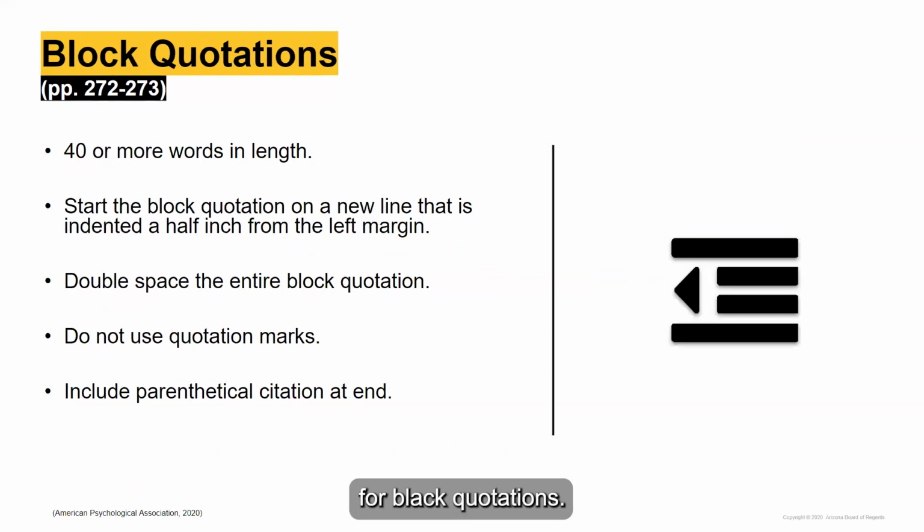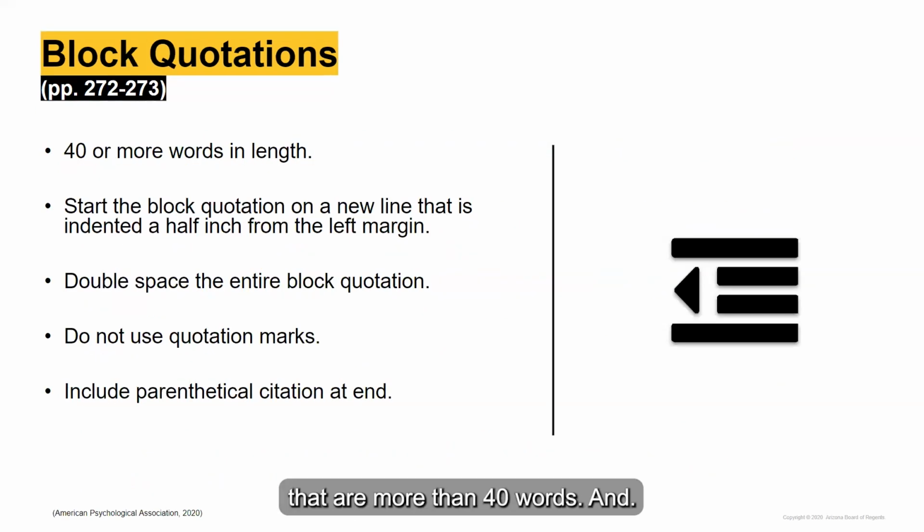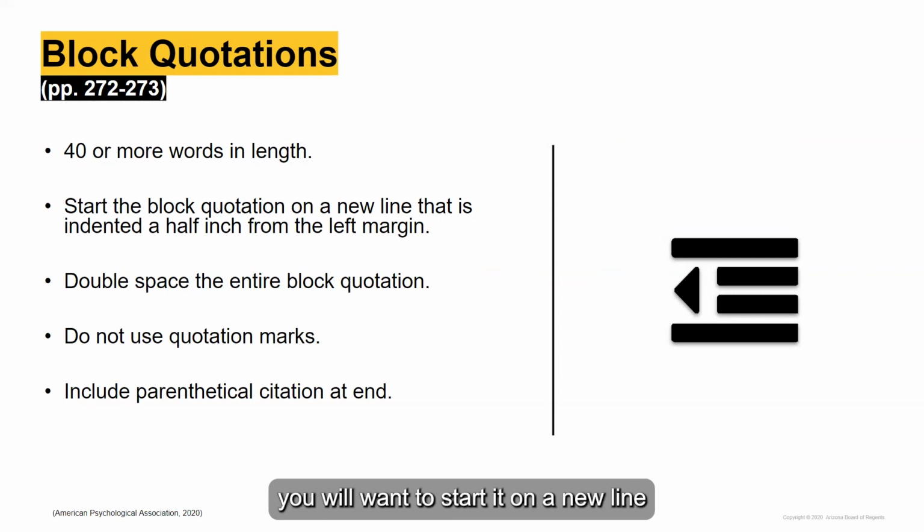For block quotations, these are quotations that are more than 40 words in length. When setting up a block quotation, you will want to start it on a new line that is indented a ½ inch from the left margin. You will need to double space the entire block quotation, and you do not want to use quotation marks. Finally, you will need to include a parenthetical citation at the end of the block quote.